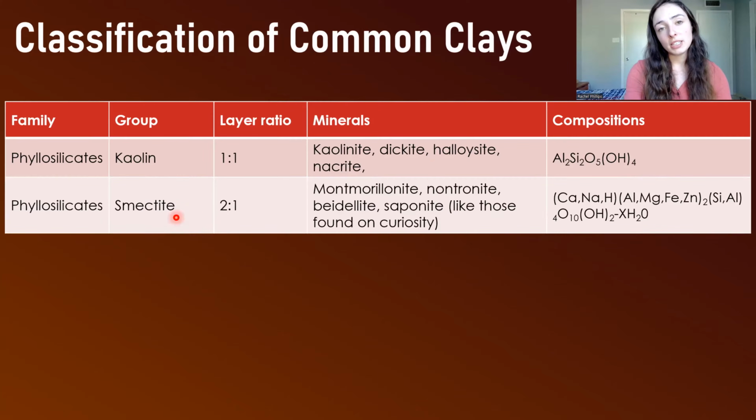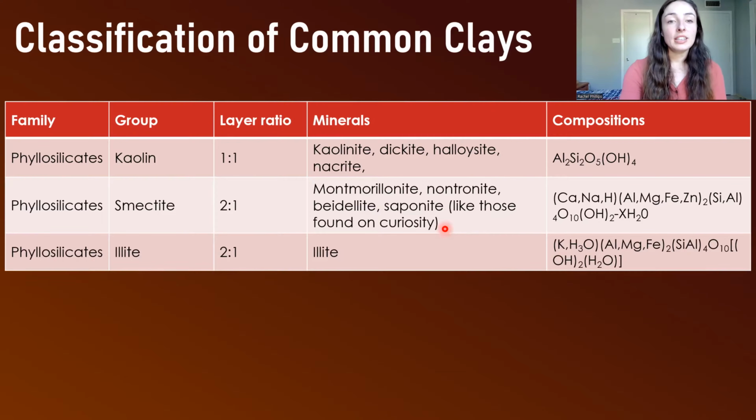And then we have the smectite group, which is again a phyllosilicate, but the smectite group has a 2-to-1 ratio of silica tetrahedra to other cation octahedra. These other cations can be things like calcium, sodium, aluminum, magnesium, iron, depending on the primary mineral and all of the other things we've talked about. And the minerals that can have a variety of this composition include montmorillonite, nontronite, beidellite, and saponite. And this smectite group is the same type of clay found by Curiosity on Mars.